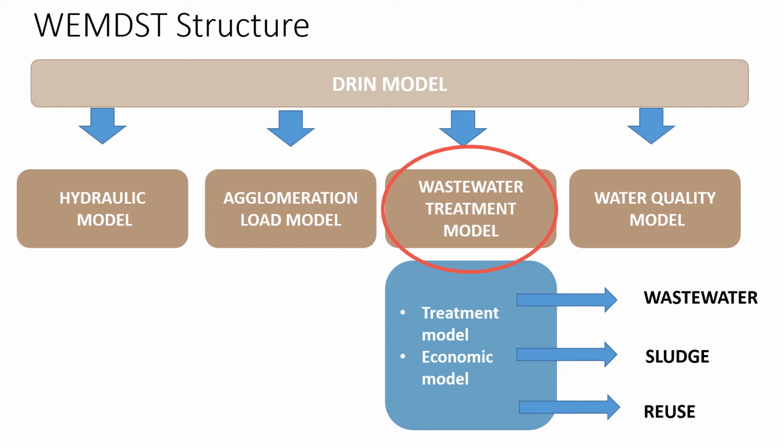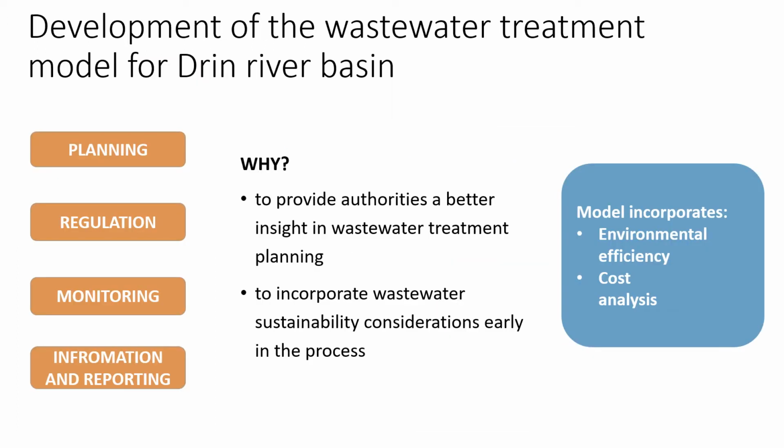The idea behind WEMDST is to identify which agglomerations should be equipped with wastewater treatment plants first in order to maximize the effect on river bodies. The wastewater treatment model is composed of treatment and economic model and will be presented on the next slides.